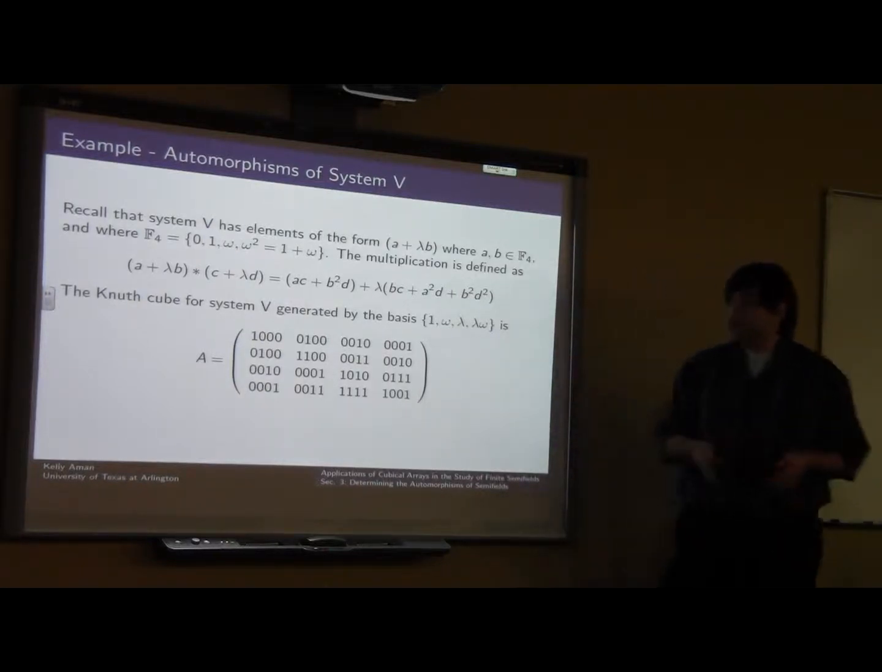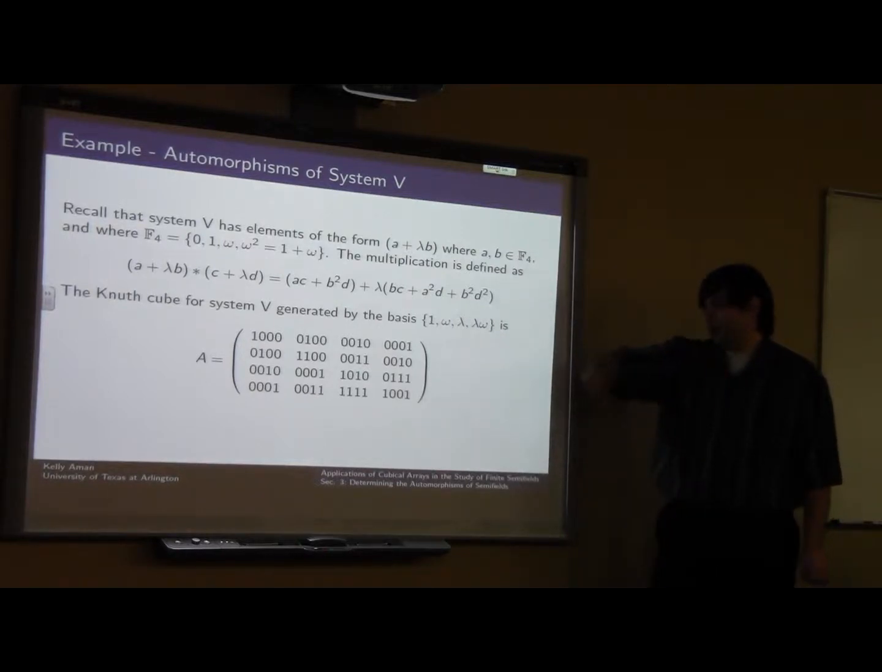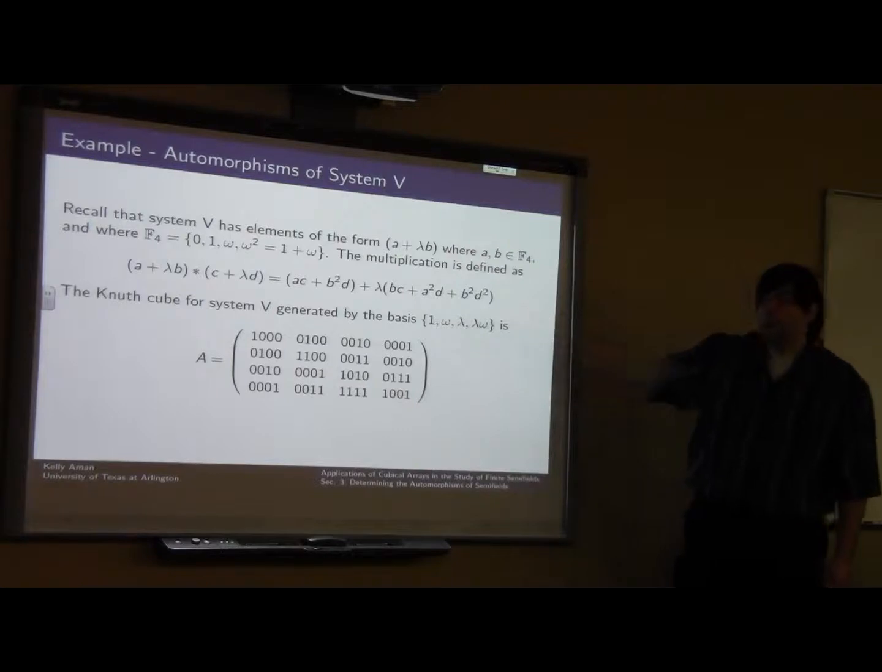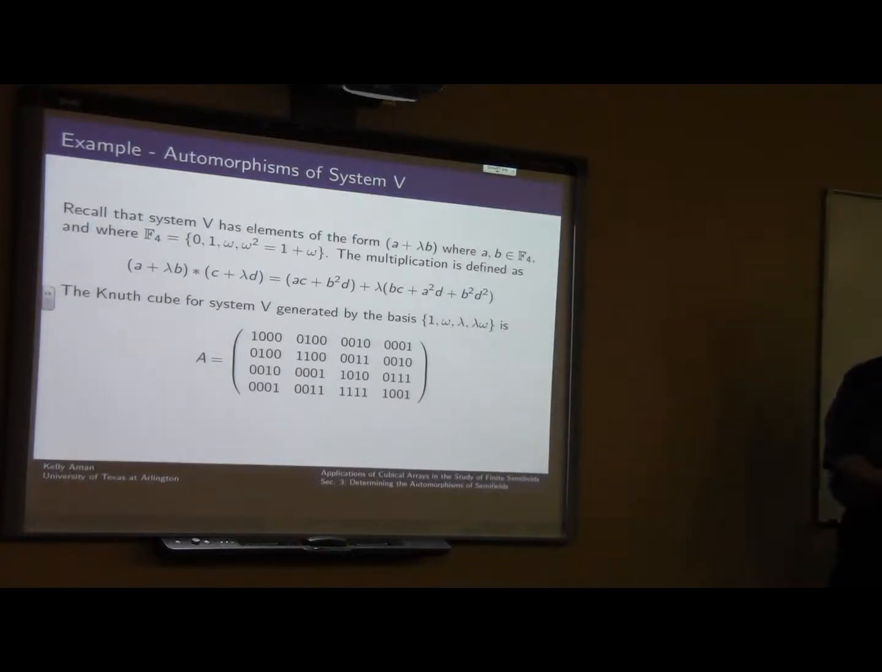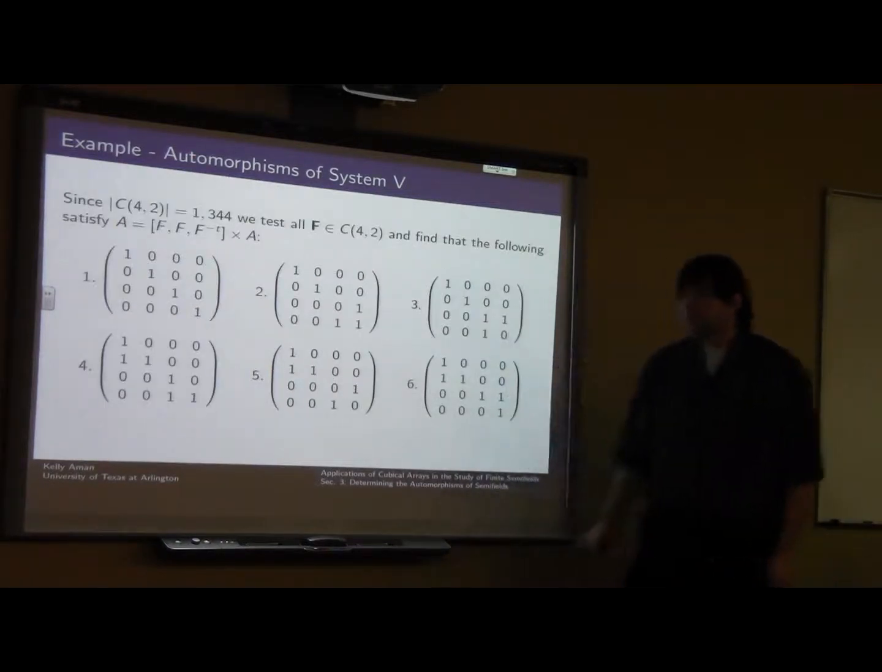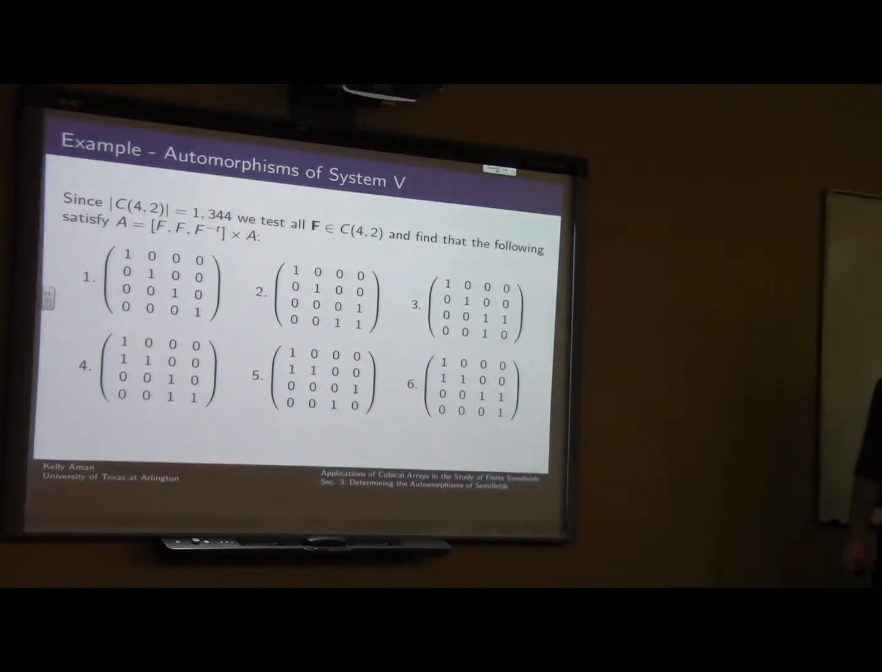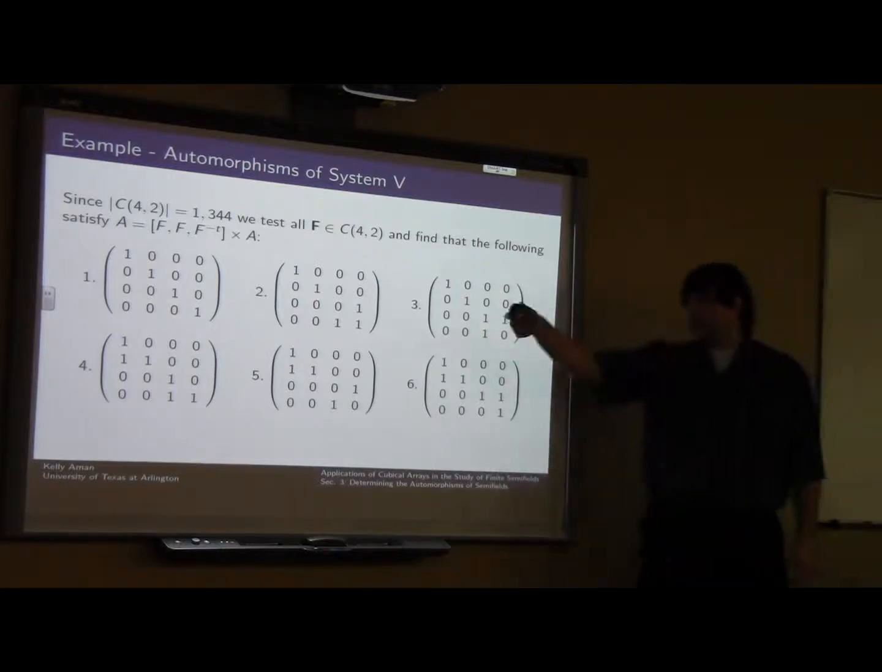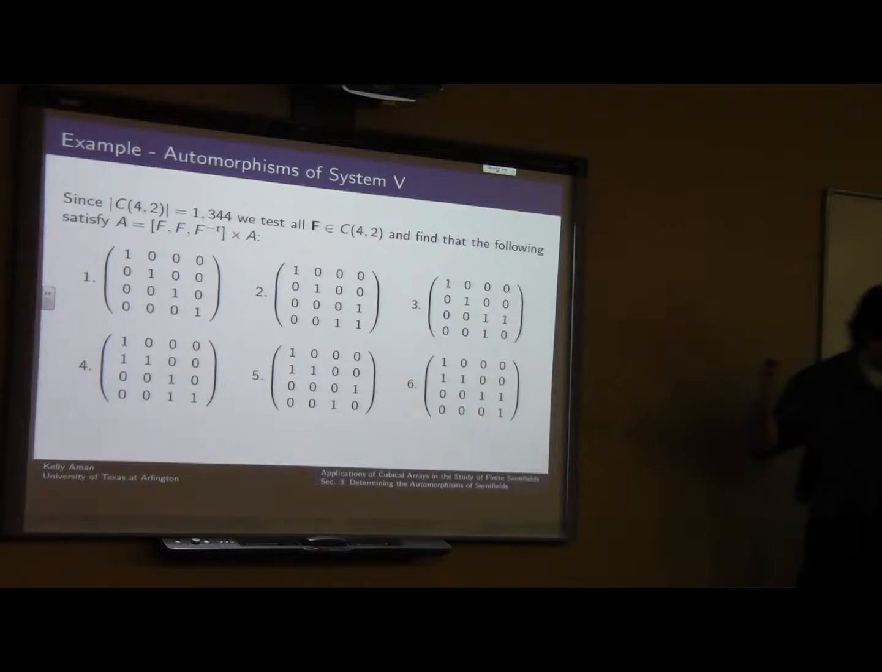Looking back at system V, it had multiplication defined in this way, and it gets this cubical array with respect to the basis 1, omega, lambda, lambda omega. So if we wanted to determine the automorphisms of system V, what we would do is test all of the matrices in C_4(2) and see which of those with the triple product map A back to itself. So C_4(2) has 1,344 matrices in it. So obviously you would have a computer do this. I had Mathematica do it, and it returned these 6 matrices. So these 6 matrices will map our cubical array back to itself.